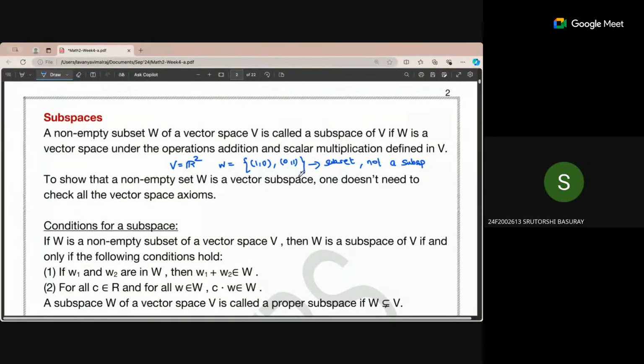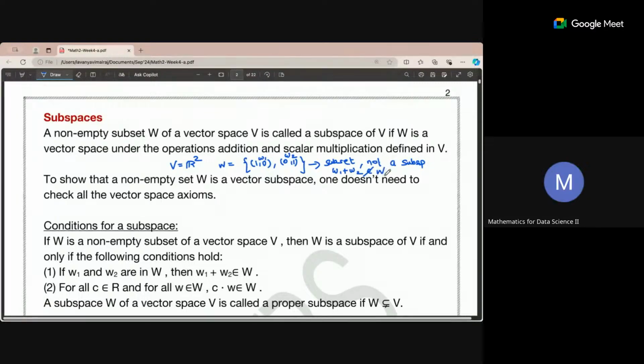Excuse me, can you please explain why it is not a subspace? See, a subspace means it is closed under addition and scalar multiplication. It means that if you take two vectors W1 and W2 from W, then the sum should be inside W. Similarly, if you take any scalar, that is any real number c, then c times any vector in W should also be in W. Now, for example, let us say this is your W1, this is your W2. Is W1 plus W2 there in W?